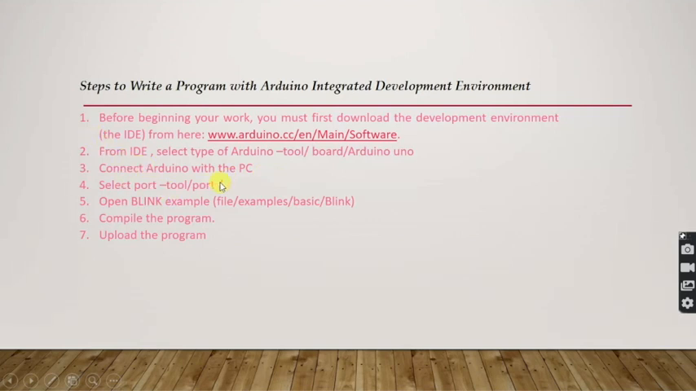Every time you open the IDE, you must select the board. From the Tools menu, Board, choose your board, connect your Arduino, then choose the port. The port must be chosen after you connect your Arduino to the PC. Open the Blink example, compile the program, and upload the program.